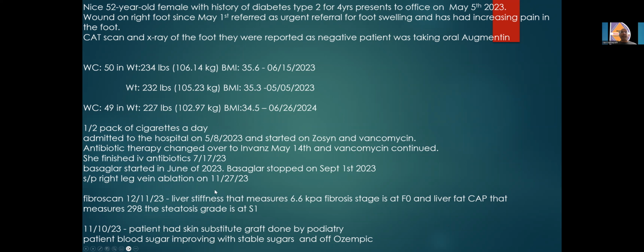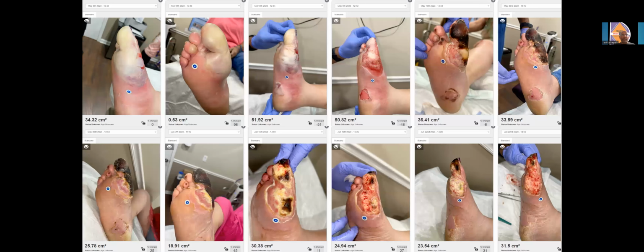We also checked her fatty liver issues. The patient had local wound care with close monitoring and close coordination with the podiatry service, along with optimizing her nutritional status. So you are going to see some pictures here of her foot. This is the initial foot presentation.